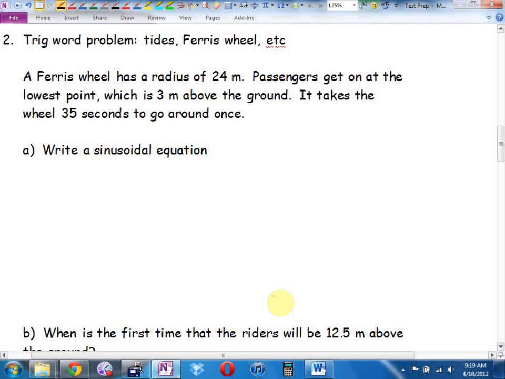A Ferris wheel has a radius of 24 meters. Passengers get on at the lowest point, which is 3 meters above the ground. It takes the wheel 35 seconds to go around once. Write a sinusoidal equation. Does that mean it has to be sine? No, it means it can be your choice. Sorry I didn't get a chance to get this photocopied. This is what I was typing like mad when people were walking in this morning.